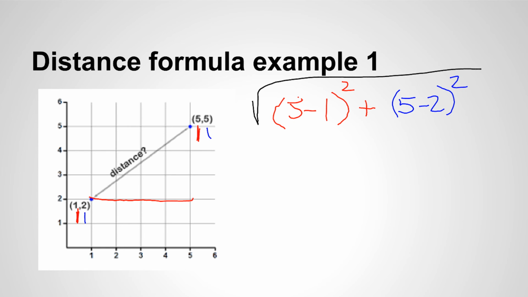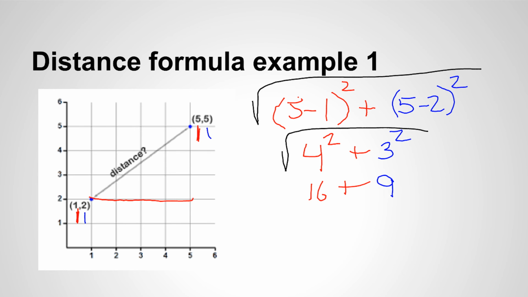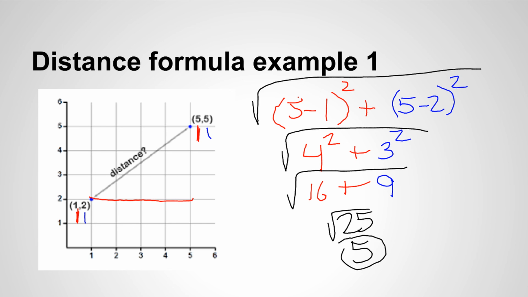And this might not be an even number. So let's see what happens. So we do 5 minus 1, order of operations, parentheses first, 4, and then we're going to square that, plus, and then over here, 5 minus 2, 3 squared, and then we are going to square root the whole thing. 4 squared will give us 16, plus 3 squared will give us 9, and then we're eventually going to square root all of that. 16 plus 9 will give us 25, and the square root of 25 is 5. So our distance for this line here is 5 units.